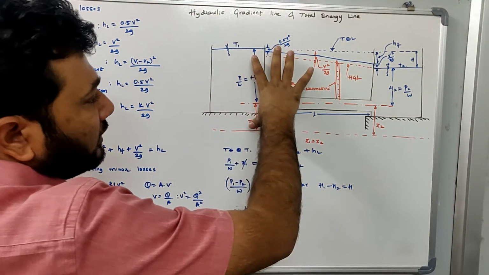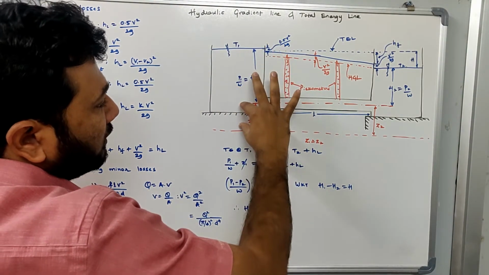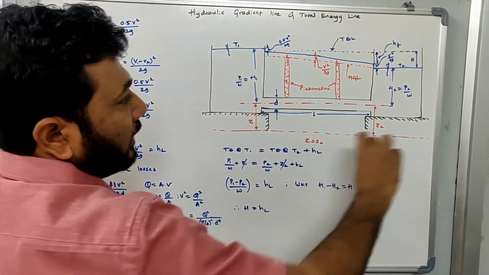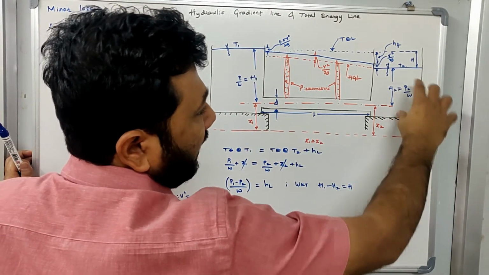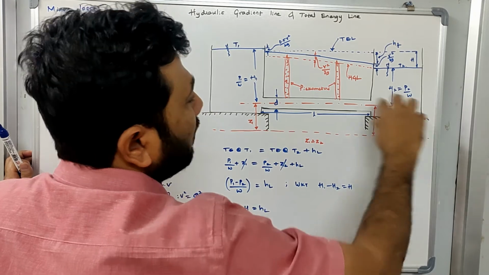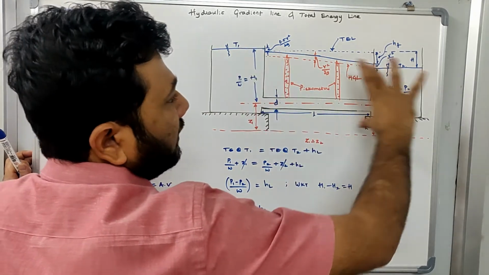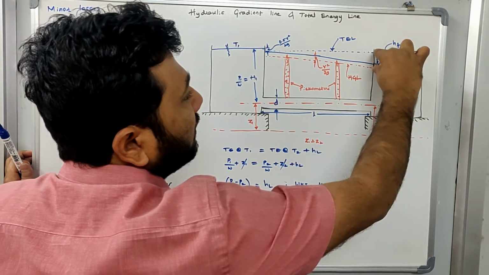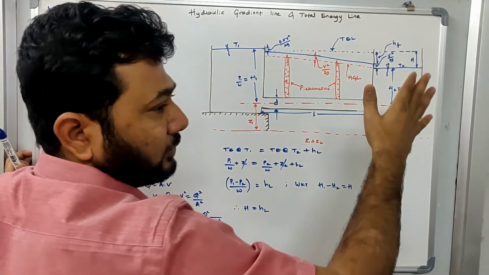So this is your total energy. What is the total energy here? P1 by W plus Z1. This is your total energy. Now here the total energy at tank 2 is P2 by W plus Z2. So this total energy minus this energy will give you how much is the head that is lost.